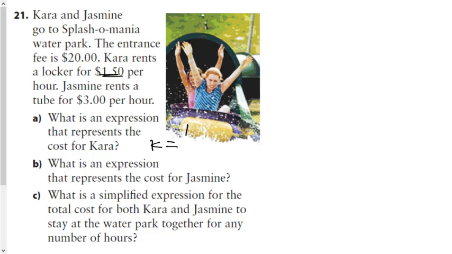So if H equals the number of hours, right, she's still going to do per hour. So it's $1.50 multiplied by the number of hours, so H, plus she has to pay $20 to get in. Now, for those of you who are astute, some of you probably realized that that's still $1.50 per hour, because $1.5 is still $1.50. If you put the 0, no problem. If you didn't put the 0, it's better.